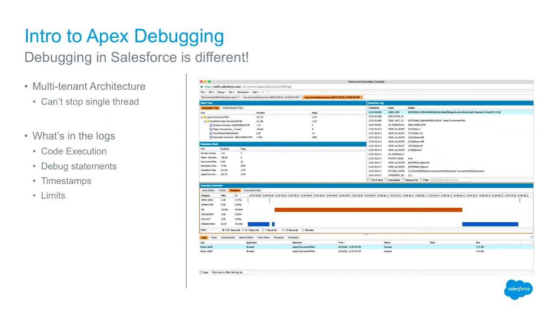And in those debug logs, we get a lot of useful information. We get the code execution. We get any debug statements that we put in the code ourselves. Timestamps if we're trying to do some performance debugging, seeing what's taking long in our code. And profiling information like governor limits and how we're bumping up against some of the limits that Salesforce sets, because we do have that shared instance and environment.